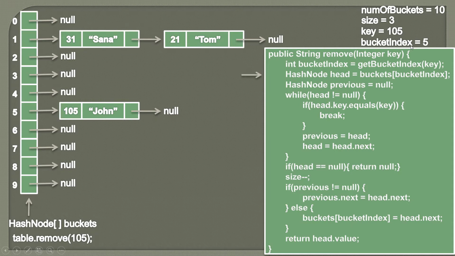Now we have got the bucket index and we know that key 105 will lie at this bucket index. So we simply access the hash node at this index, which is 5 here. So the first hash node is nothing but our head, and there could be n number of hash nodes. So head will point to the first hash node. Now in order to keep track of the previous hash node, we simply assign it with null. And why we keep track of the previous hash node, we will see later.